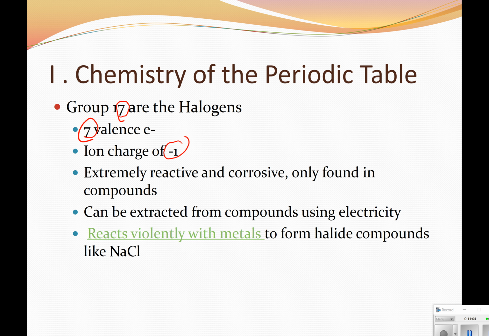Now these are also extremely reactive and corrosive, so we're finding extremely reactive elements in groups 1, 2, and 17 so far, and these are only found in compounds. Similar to groups 1 and 2, they can be extracted from compounds using electricity to break that bond and separate and isolate the pure form of the element. And these also react violently with metals to form different halide compounds like sodium chloride, which after it's formed is very stable. And that's the reason why these reactions occur, in order to get to a more stable energy state.